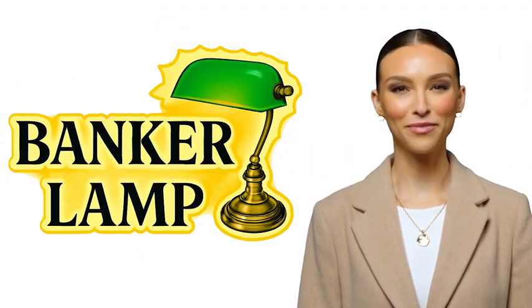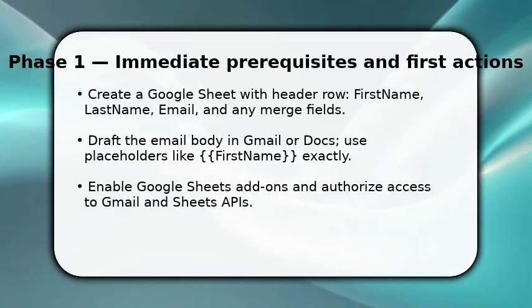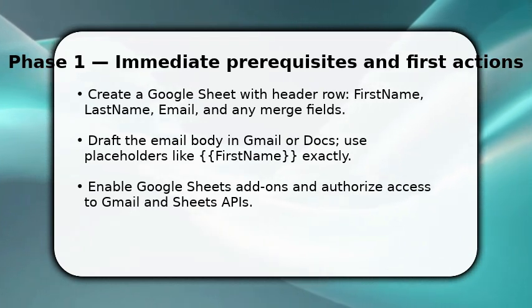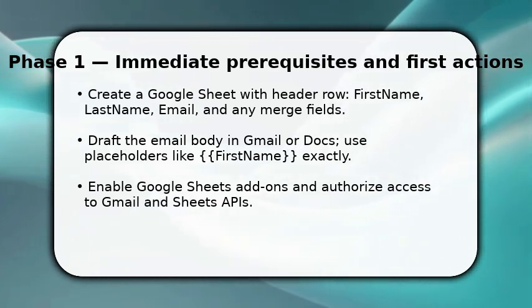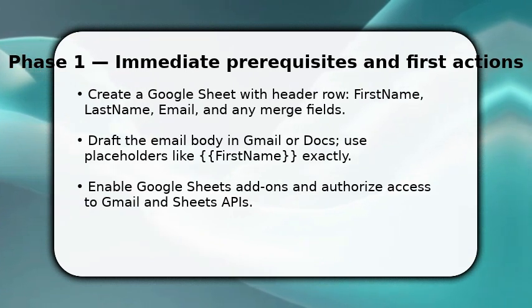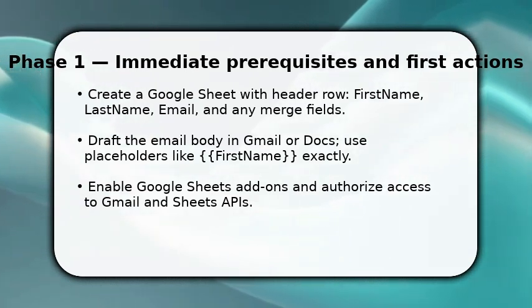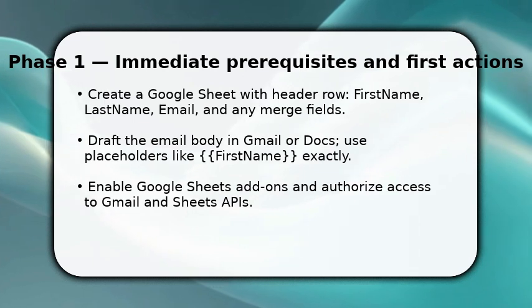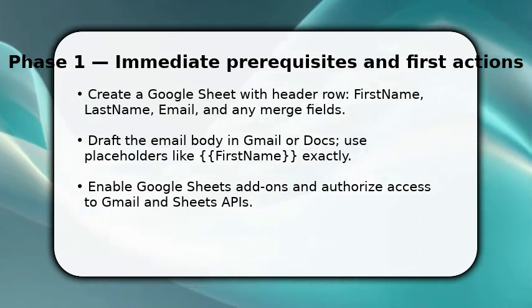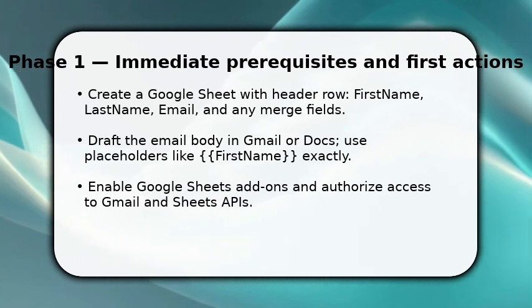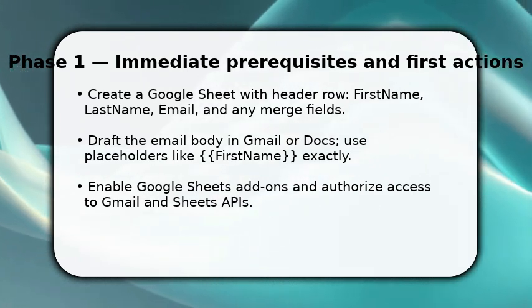Please enjoy the video. You start by opening your Google Sheet and confirming headers match your placeholders. Once done, draft the exact email text in Gmail or Docs and insert placeholders like first name where personalized content belongs. Next, install and authorize the recommended Mail Merge add-on so it can access Sheets in Gmail.